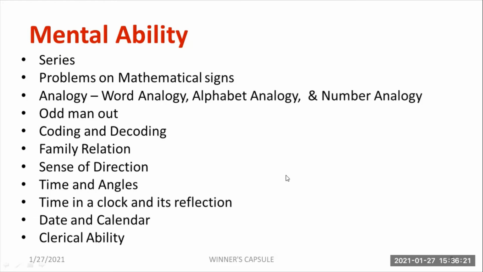Then family relation. They'll give a long sentence and you have to identify what is the relation between A and B, likewise. Then sense of direction. A starts from 5 kilometers towards south. From there, he has traveled 3 kilometers towards the north. Likewise, they will ask some questions. From a center point, B started towards C, where C is located on the north side. Likewise, they'll be giving a complicated sentence.